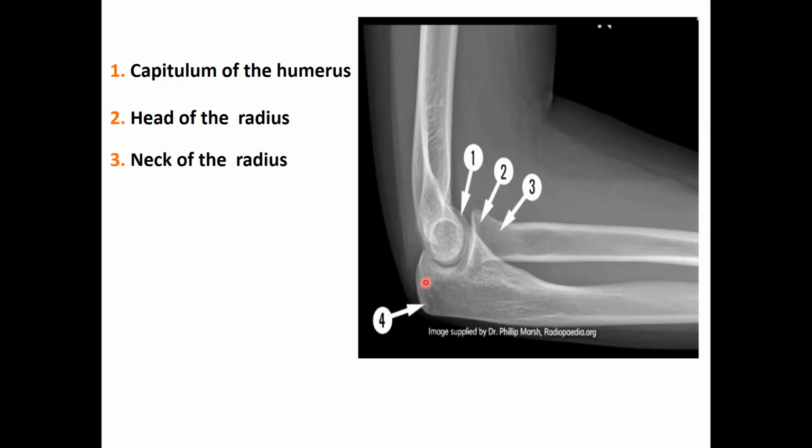Number 4. This is the olecranon process of the ulna.